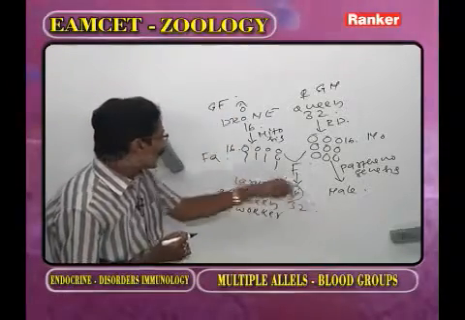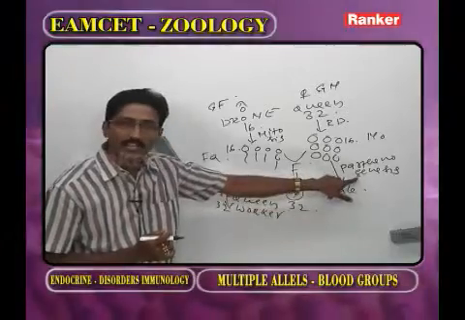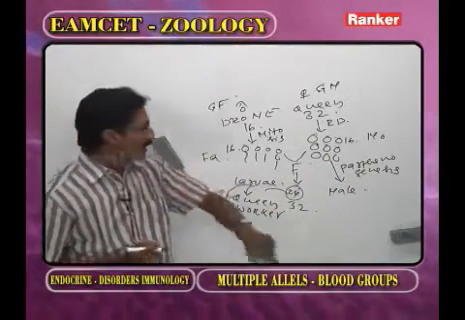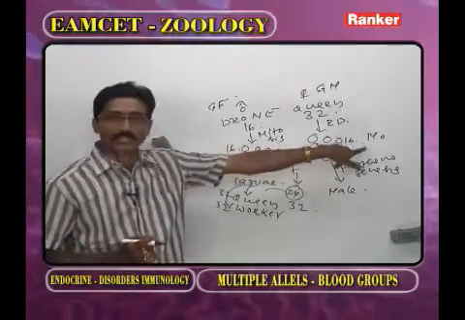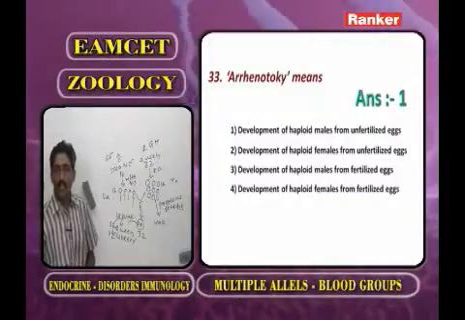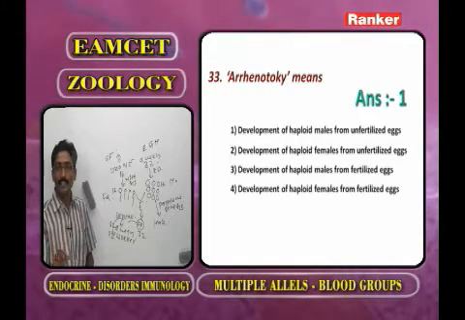Why does the male have no father? Because the male develops by a process called parthenogenesis. What is meant by parthenogenesis? Without fertilization. What is the other name of parthenogenesis? Arrhenotoky. Now here, arrhenotoky means development of haploid males from unfertilized eggs.